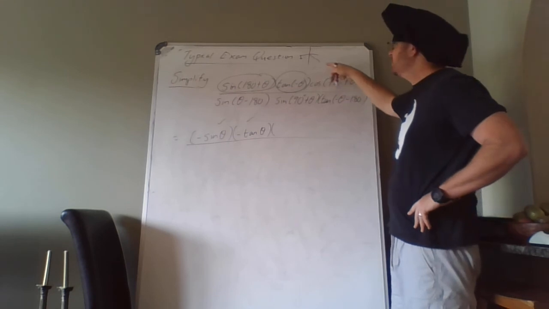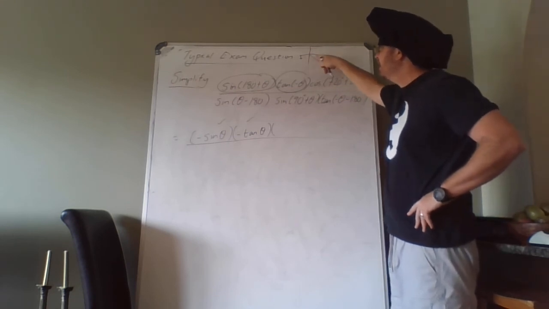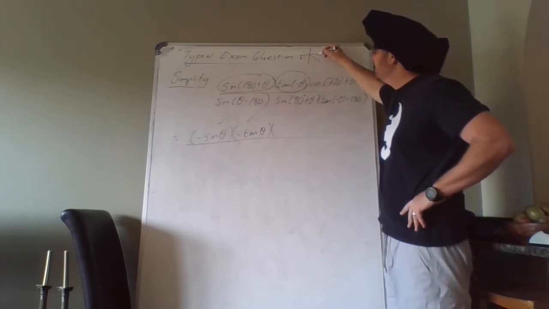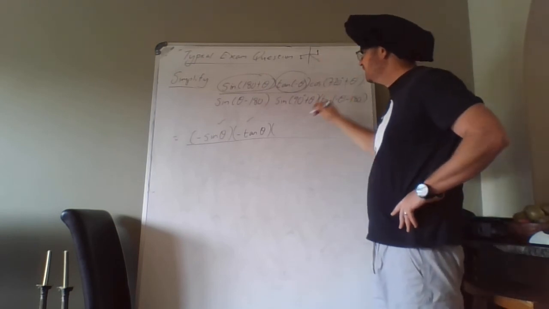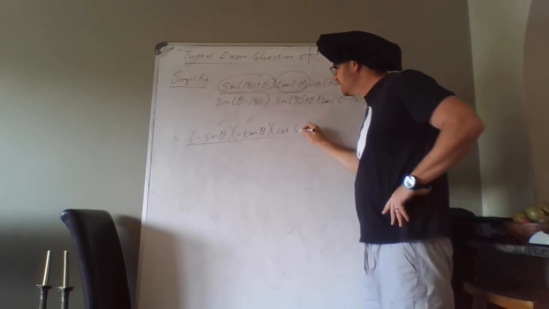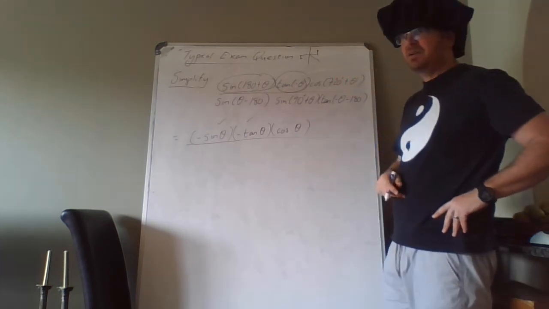720 plus theta. Where's 720? Well, I've gone around 360, another 360 is 720, and then I've gone a bit more. So 720 plus theta is in that quadrant. Everything stays positive there, so it's simply going to be cos theta.